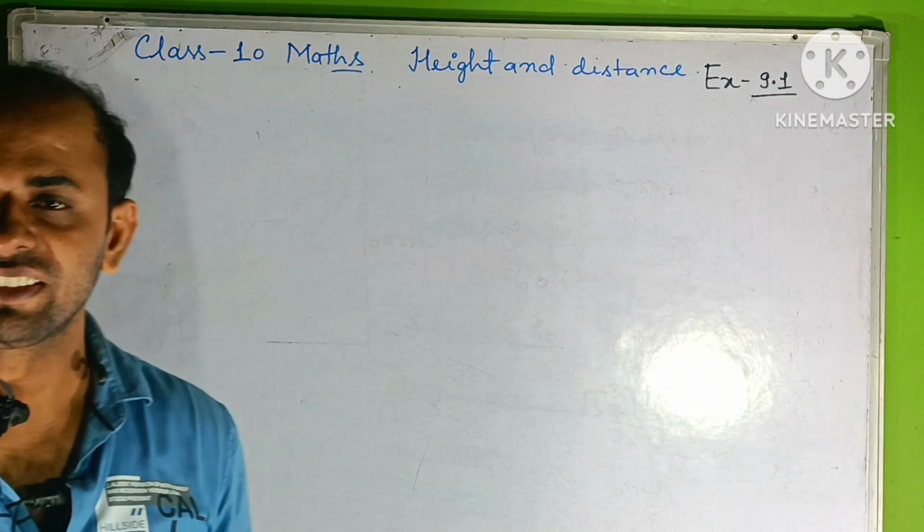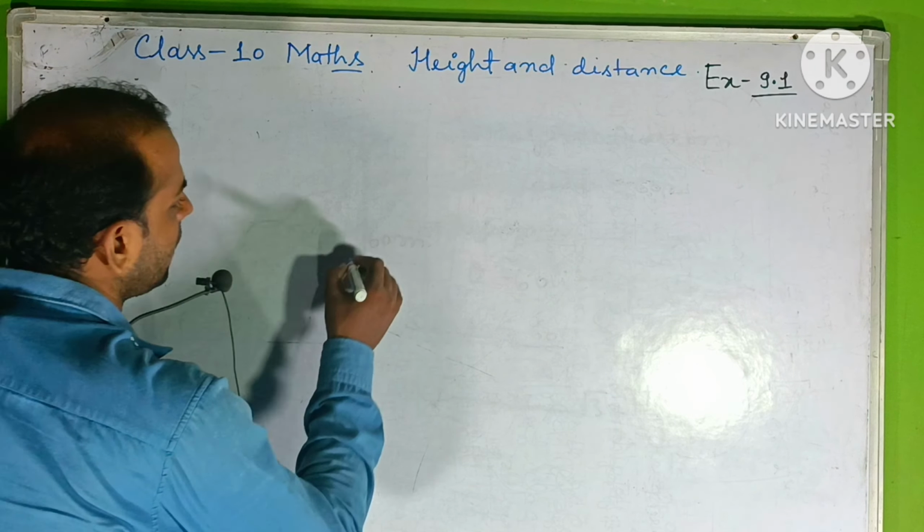Now let us start the next question, which is question number 6. In this question, I will read the question. From a point on the ground, the angles of elevation of the bottom and the top of the transmission tower fixed at the top of a 20-meter high building are 45 and 60 degrees. Let us see what is given.